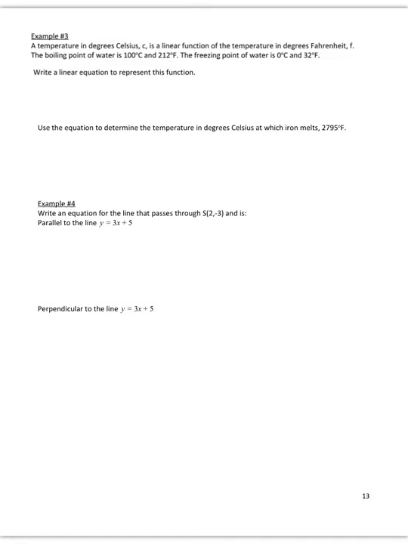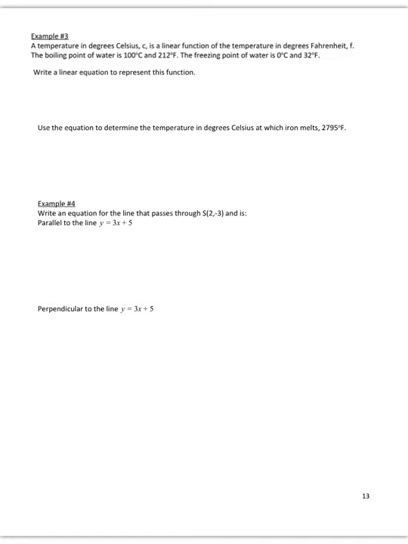A temperature in degrees Celsius, C, is a linear function of the temperature in degrees Fahrenheit, F. The boiling point of water is 100 degrees Celsius and 212 Fahrenheit. The freezing point of water is 0 degrees Celsius and 32 degrees Fahrenheit. Write a linear equation to represent this function.